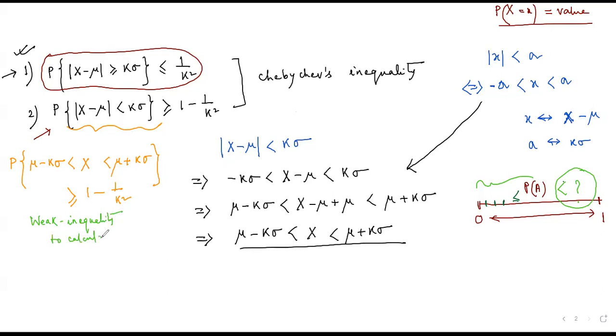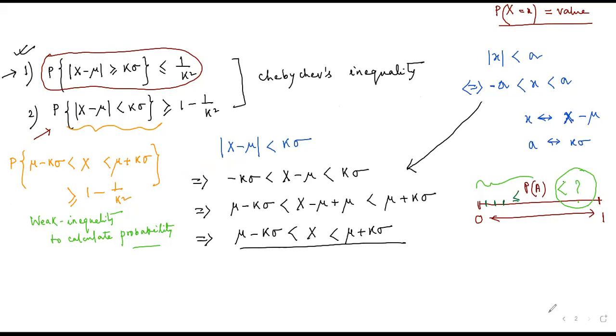It doesn't give us the actual value. It only gives us a lower limit. Sometimes the situation may arise that we are not able to calculate the actual value of the probability of the event. It is not always possible to calculate this. So in these cases, we can take the help of Chebychev's inequality.